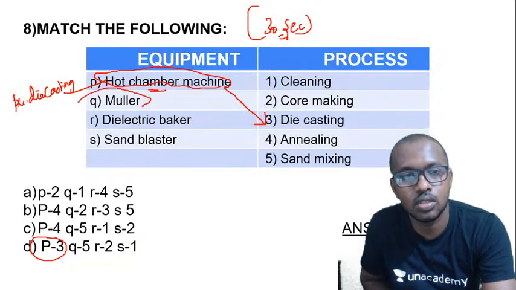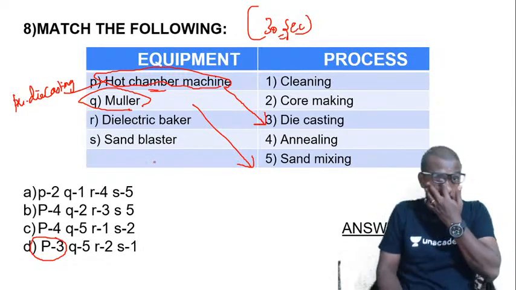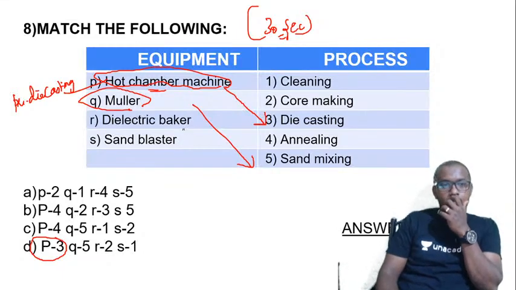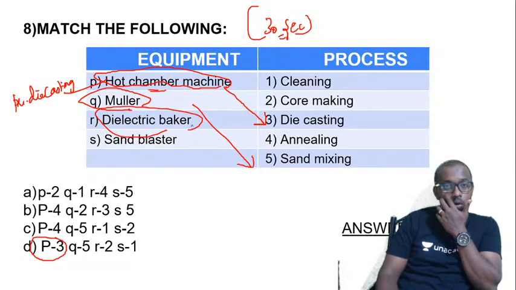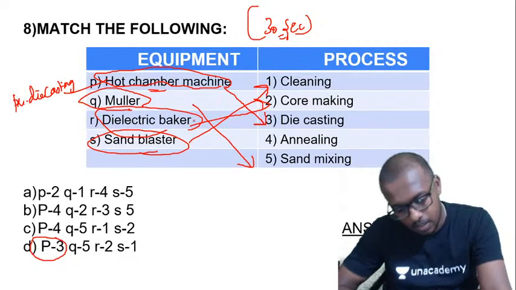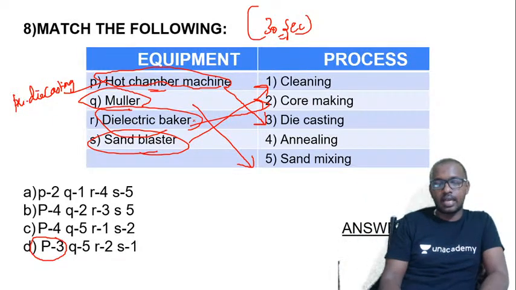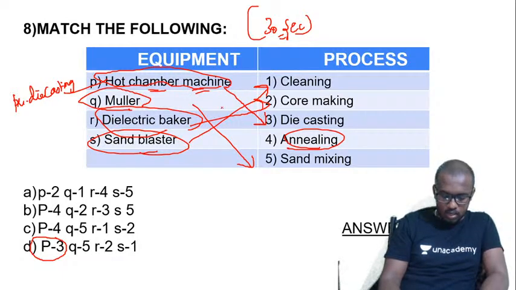Let's proceed. Muller is all for sand mixing. Okay, hot chamber machine. And dielectric breaker goes with the core making. And sand blaster is all for cleaning. Okay, I believe it is now clear, Abhishek. A hot chamber machine is all for die casting. It's not a furnace. Okay, sir. So the answer is option D and not 3.